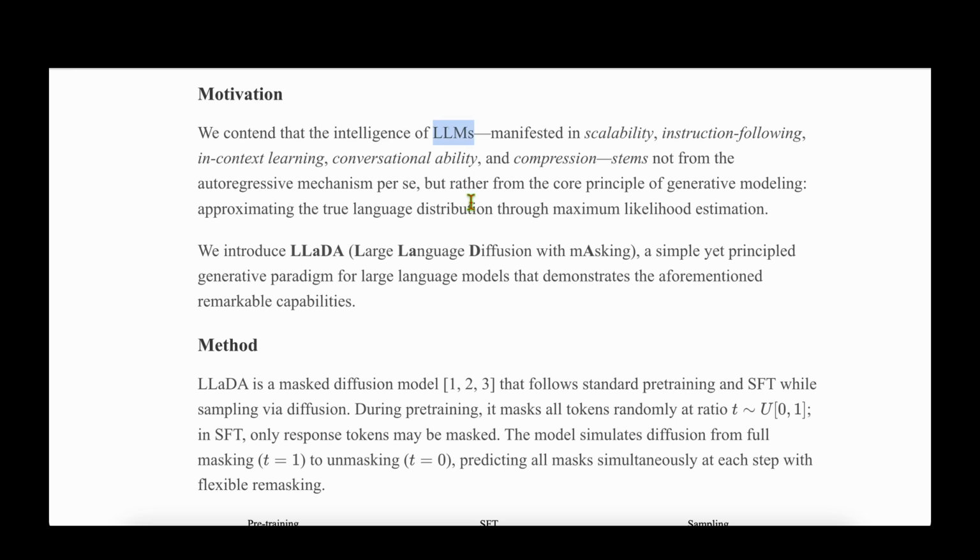They're saying that if you take the large language models, they have manifested this wonderful ability to scale, instruction follow, in-context learning, and they can do conversations and even compress the large amount of training data that's fed into the model. And it all comes not from the auto-regressive mechanism, but rather from the core principle of generative modeling, which is approximating the true language distribution through maximum likelihood estimation.